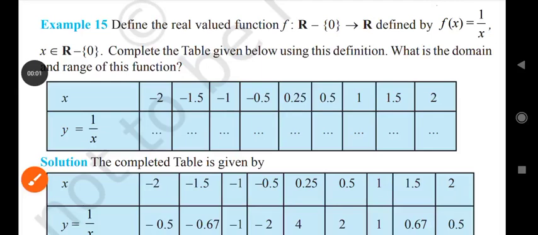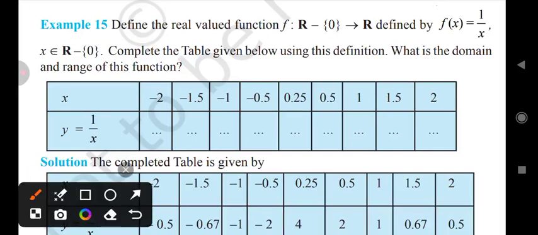The real valued function f: R minus {0} tends to R is defined by f(x) = 1/x, x belongs to R minus {0}. Complete the table given below using this definition. What is the domain and range of this function?